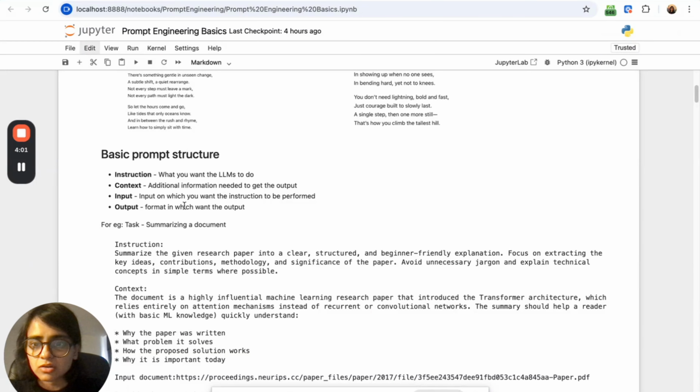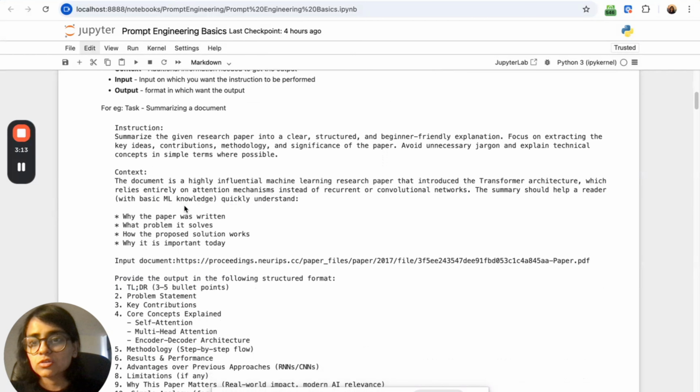First one is the instruction, which is basically what exactly you want the LLMs to do. Second is the context, which is any additional information that you think an LLM might need in order to be able to completely solve that problem or come up with the answer effectively. Third is the input, which is the actual input that you want the instructions to be performed on. So, for example, for a summarization task, the actual input can be the actual document or the content of the document. Fourth is the output format, which is the format that you want the LLM to respond in.